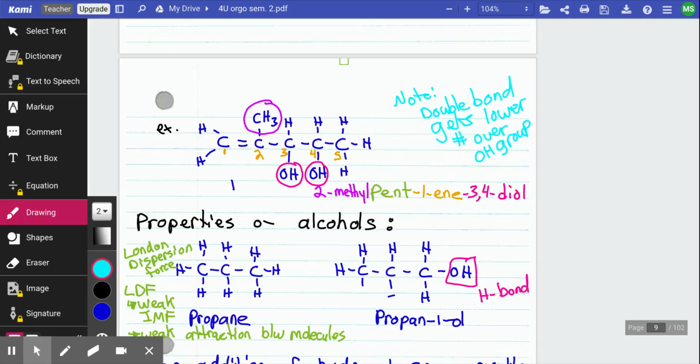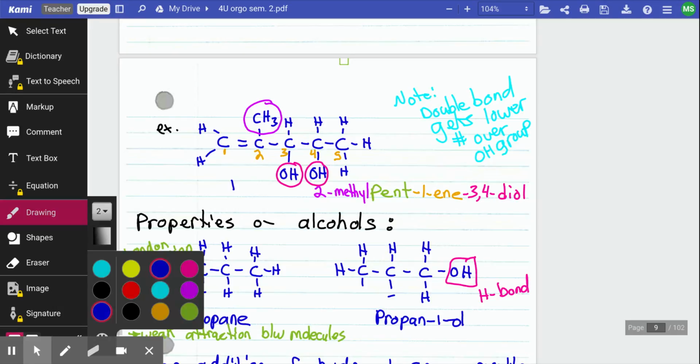So propane has non-polar bonds. It's completely symmetrical, actually, and so that means it's a non-polar molecule. And so it has properties reflective of a non-polar molecule. And this is all going back to our grade 11.